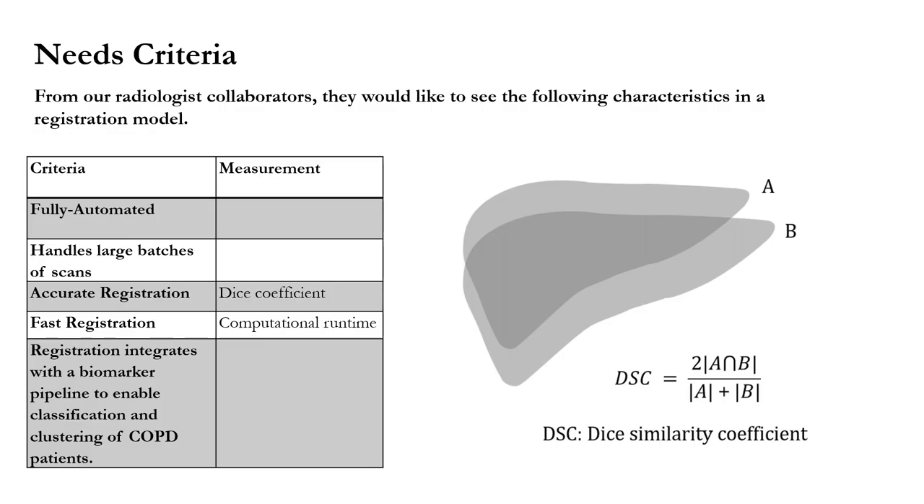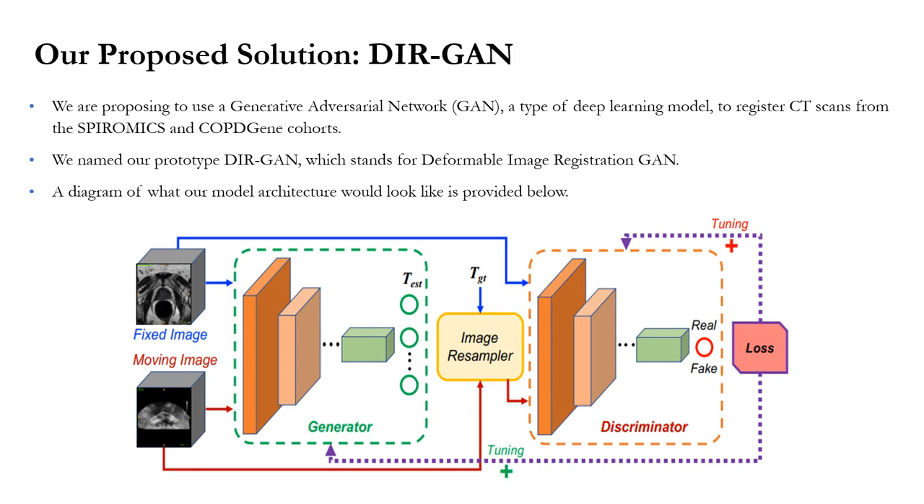After discussion with our radiologist collaborators, they would like to see a model that is fully automated, handles large batches of scans, is accurate, fast, and can integrate with an end-to-end biomarker pipeline. We measure accuracy by the DICE score, which is simply a metric to compute image similarity, and measure speed by computational runtime. We propose to use a generative adversarial network, a type of deep learning model, to register CT scans.